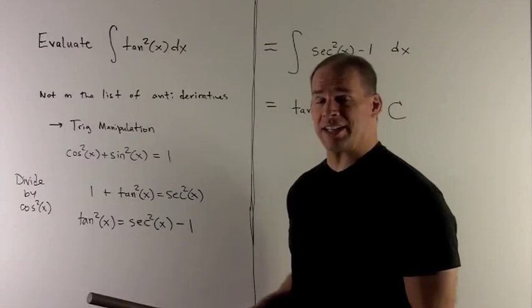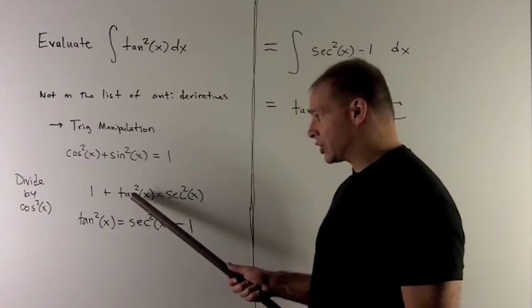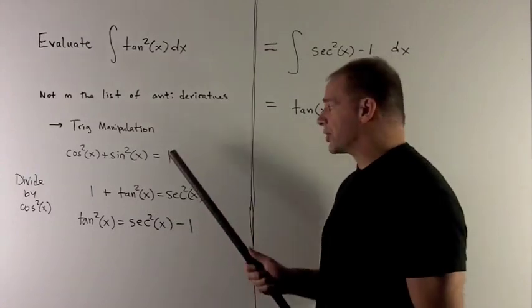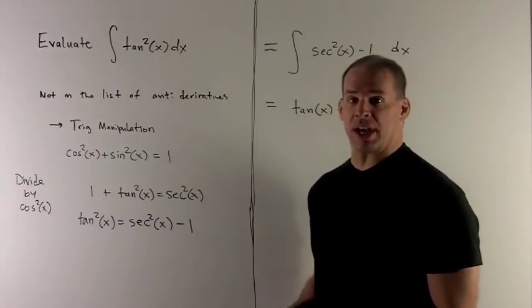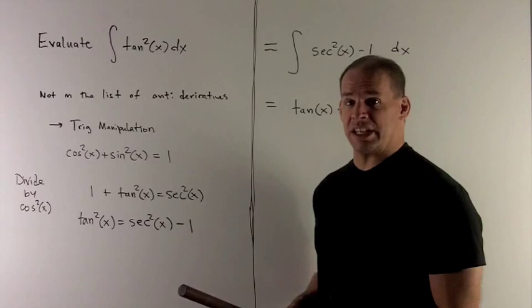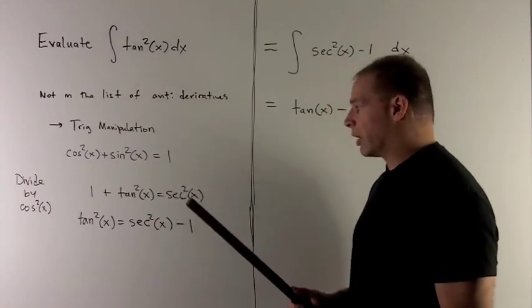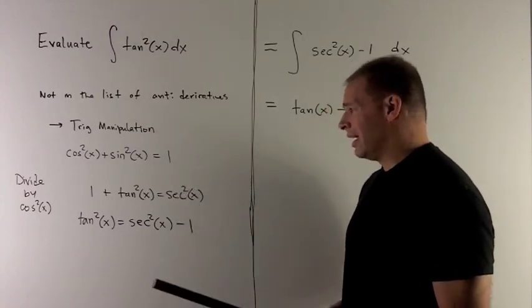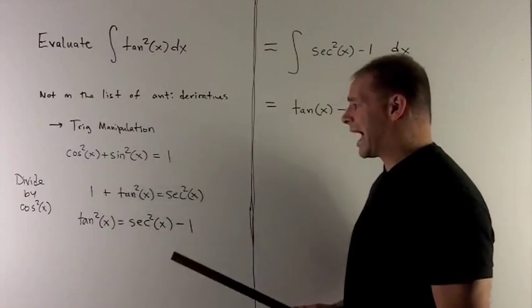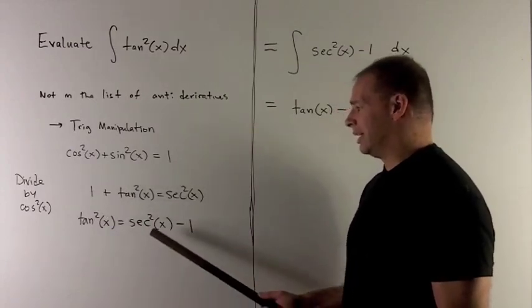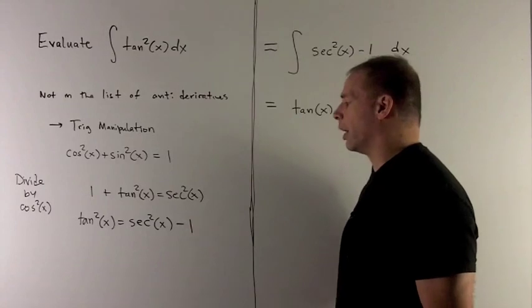Sine over cosine is tangent, so I get tangent squared. And then on the other side, I'm going to have 1 divided by cosine squared. 1 over cosine is secant, so we get secant squared on the other side. If I push the 1 to the other side, we get tangent squared equals secant squared x minus 1.